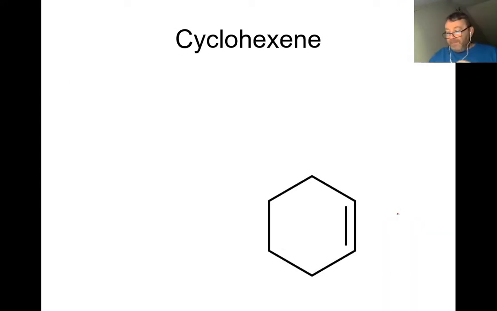This one here, give a guess. Again, 1, 2, 3, 4, 5, 6. So it's hex something. Is it benzene? No. So it's not aromatic. This is still aliphatic. If it was benzene, there'd be a circle in the middle.